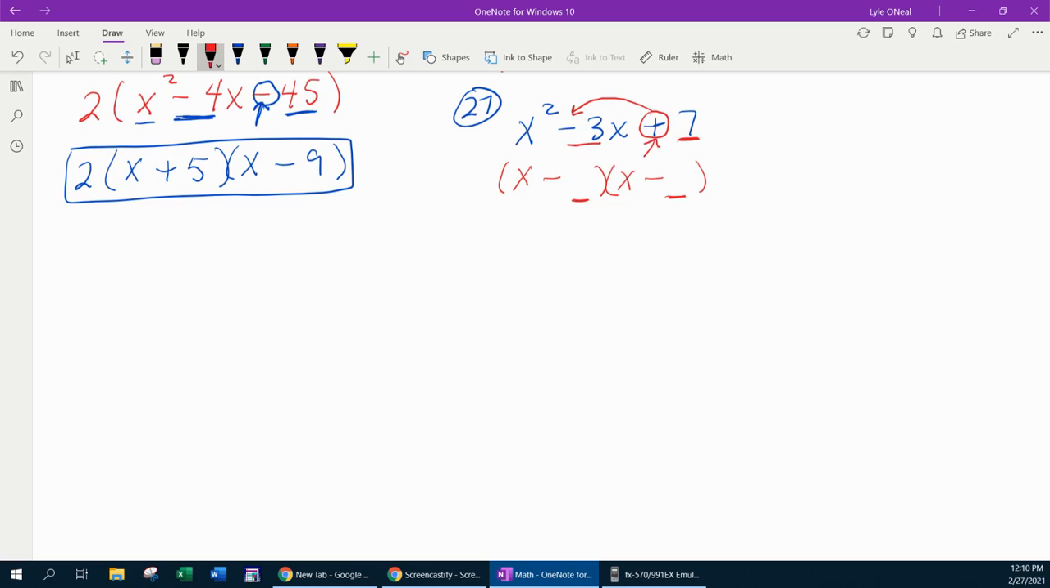Yeah, well, the only numbers that multiply to make 7 are 1 and 7. Since 7 is a prime number, the only factors are 1 and 7, and those numbers definitely do not add to make 3. So in this case, this trinomial is actually not going to factor.